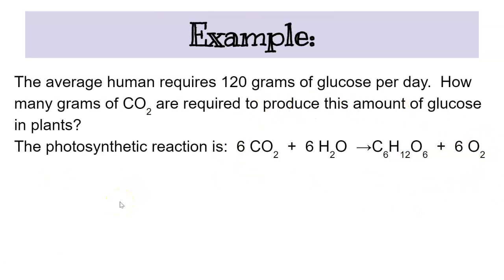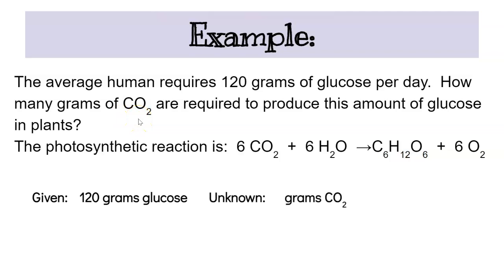So basically, anytime we have a problem, we always try to figure out what do we have, what is the problem giving us, and what do we want to figure out. Okay, so we know that the average human requires 120 grams of glucose. So that's what we're starting with. We're given that we are starting with 120 grams of glucose. And we want to know how many grams of CO2 are required to produce this amount.